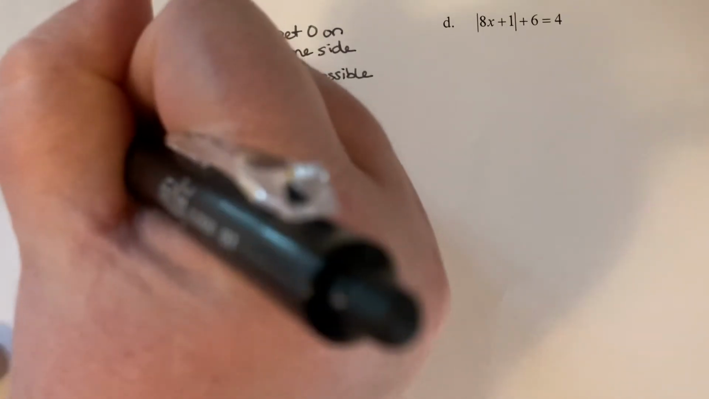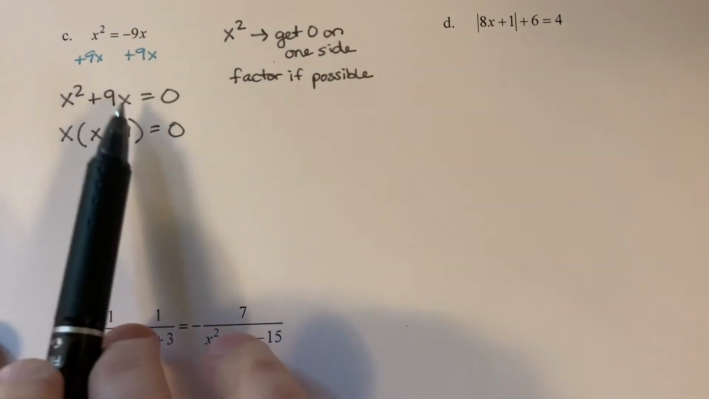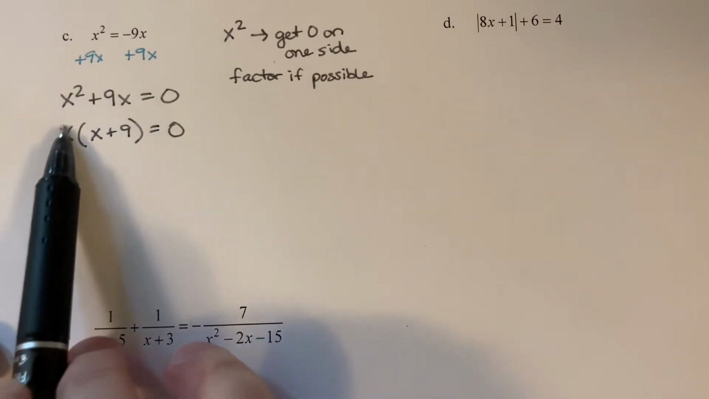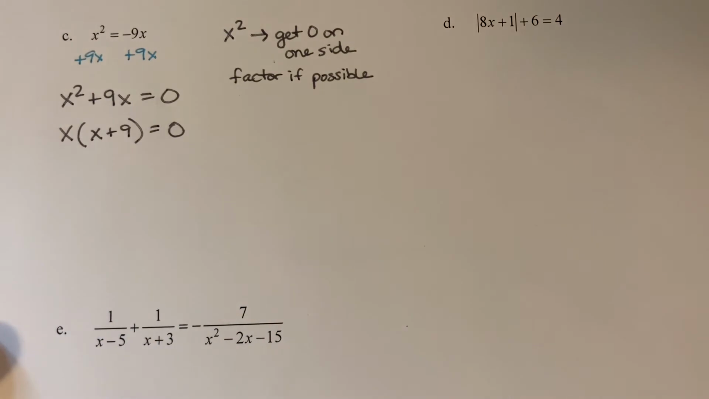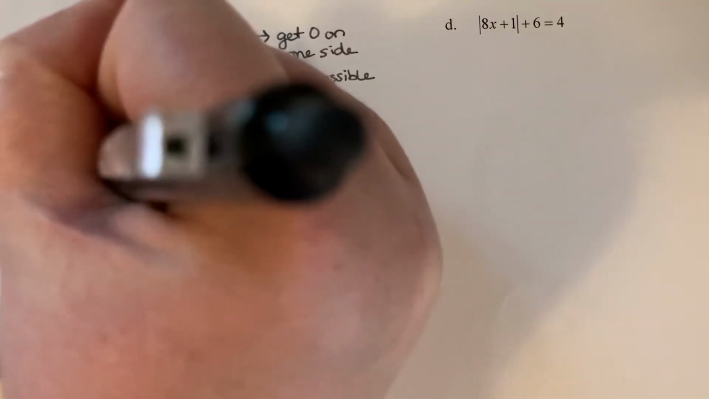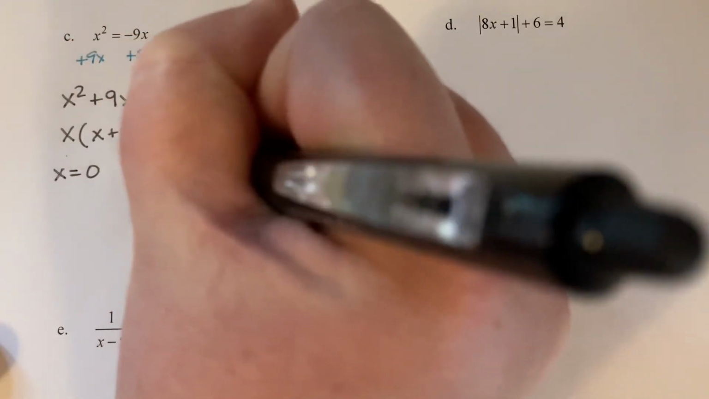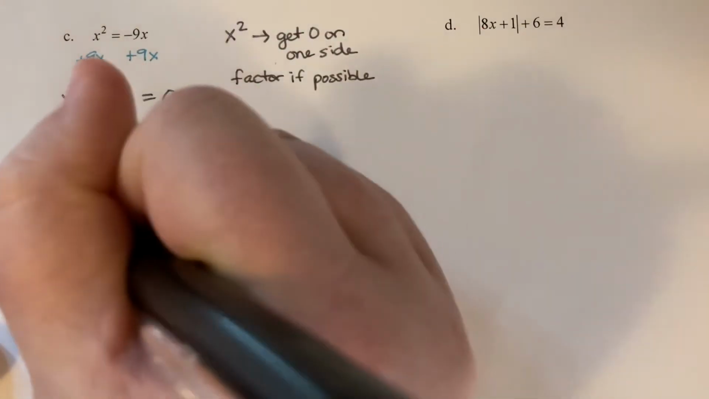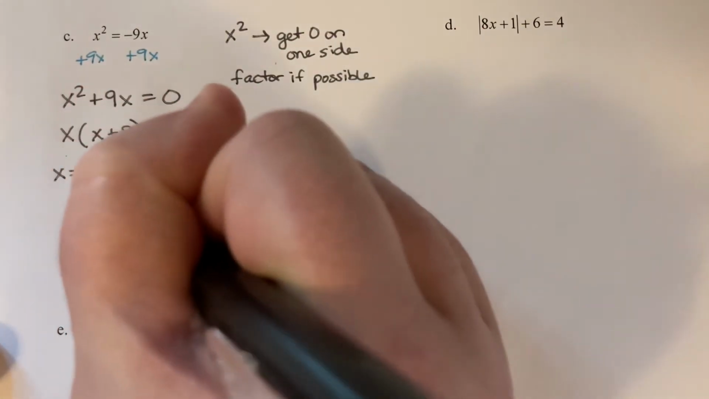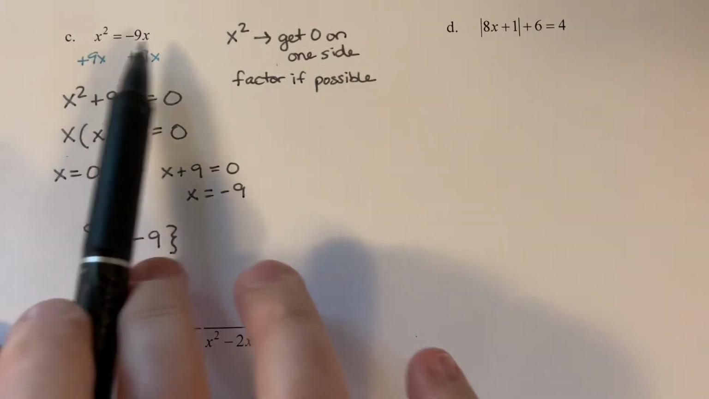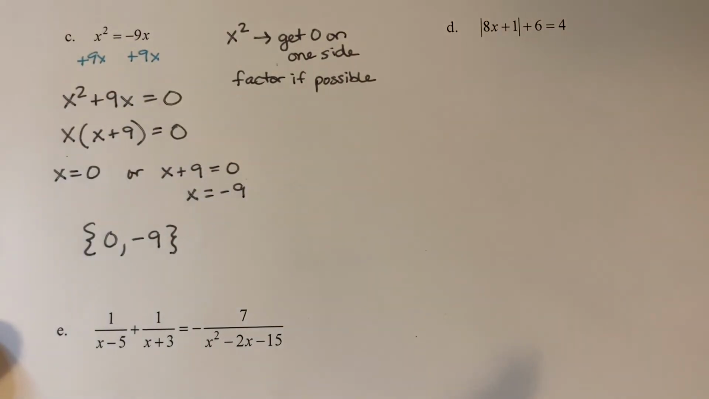It'd be x times x plus 9. All right, there's a GCF, a greatest common factor of x, and you can always check factoring by multiplying out. Looks good. This has two different solutions, either x equals 0 or x plus 9 equals 0. So that would be x is negative 9. So we get two answers, 0 or negative 9. And again, you can always check by plugging into the original equation.